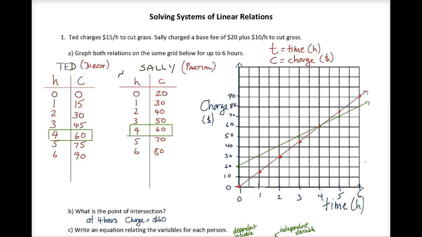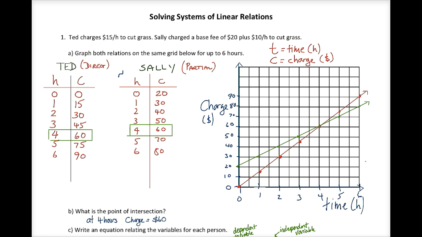So we create the graph, and we choose a scale. I've chosen 1 square is $10 for the vertical axis scale, which makes the values from 0 to 90 fit on quite nicely. And we go from 0 to 6 for the time. I've labeled my axes time in hours, charge in dollars, and I've drawn the two lines. The red line is for Ted, starts at 0, and the green line is for Sally, starts at 20. So the point of intersection here is after 4 hours, $60. They both charge the same amount.